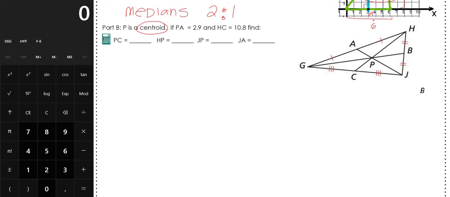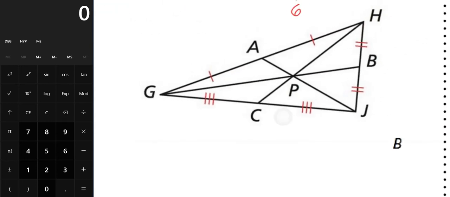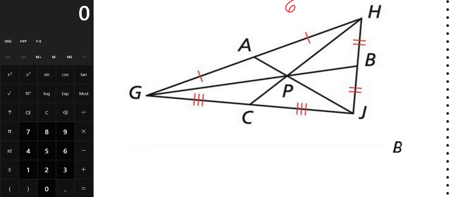Let's put in this information that they're about to provide to us and we'll take a look at that 2 to 1 ratio. So it tells us that PA has a length of 2.9 and HC has a length of 2.8. Okay, I'm going to zoom in on my diagram and I'm going to put this information in. Okay, so PA is 2.9.